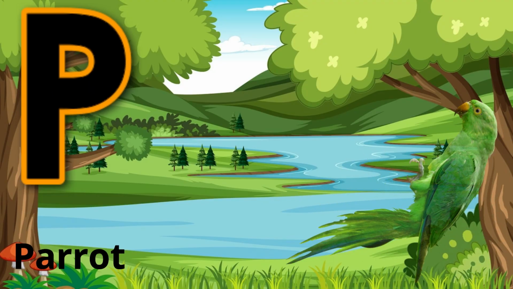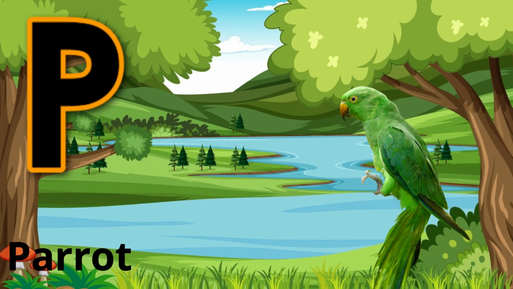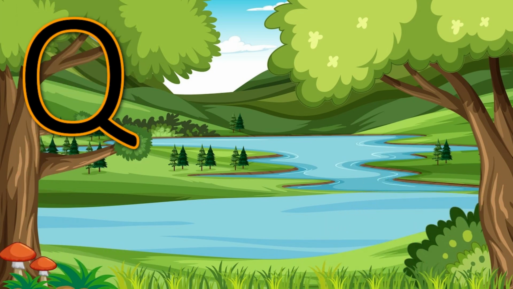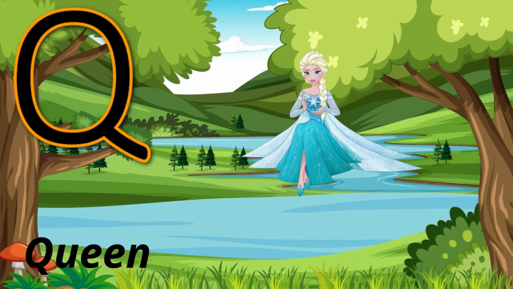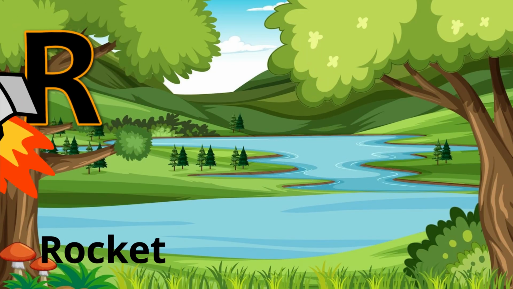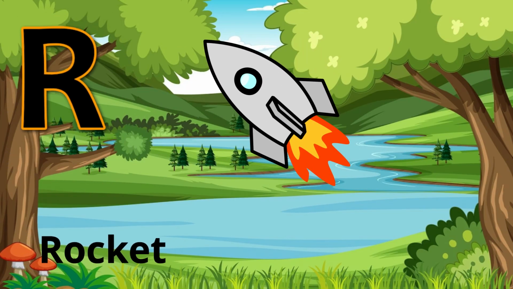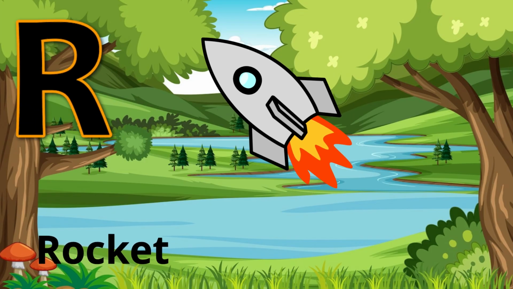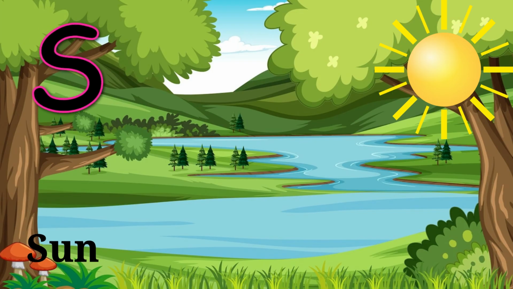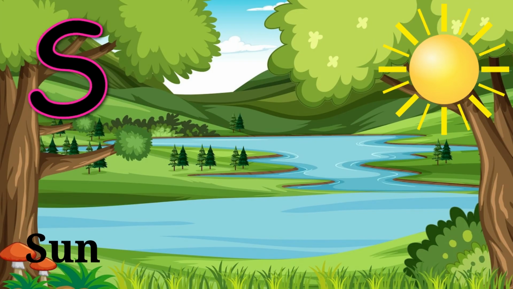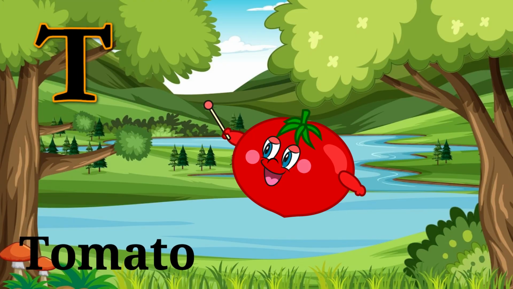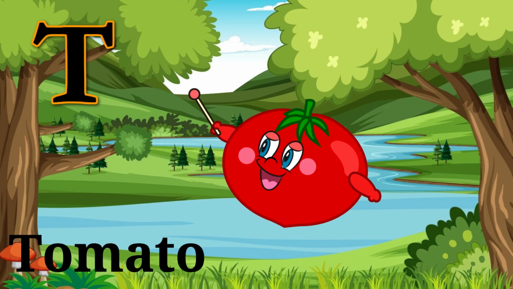P for parrot. Q for queen. R for rocket. S for sun. T for tomato.